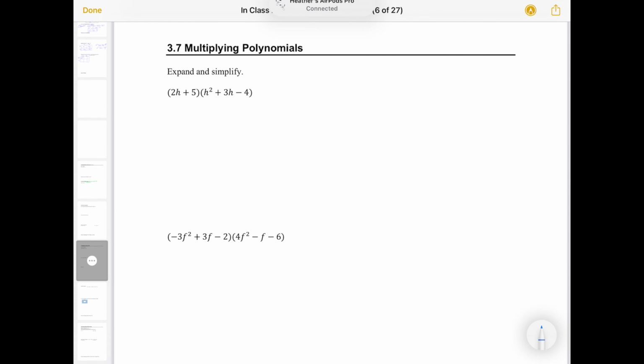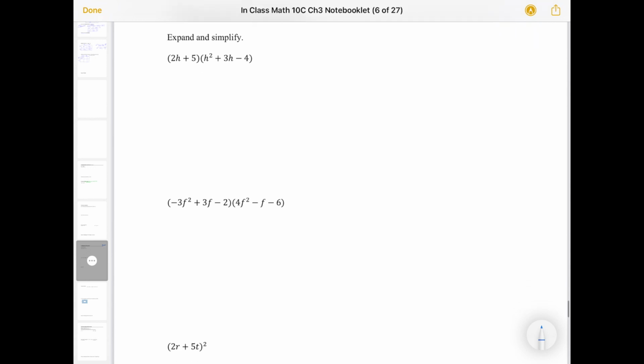Okay, 3.7, multiplying polynomials. This section is very similar to our multiplying binomial section. We just have more terms to deal with. It's more steps, but it's the same thing. Our distributive method or FOIL, we can do that, or we can do our area method as well. It works out just the same process as before. Again, there's just more of them. It's more to do. So let's start with this first one.